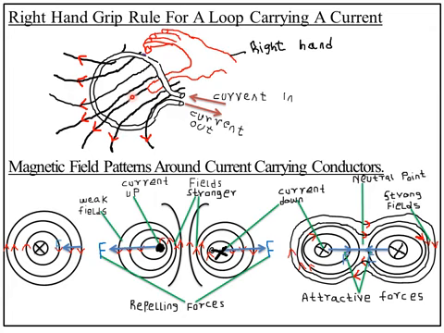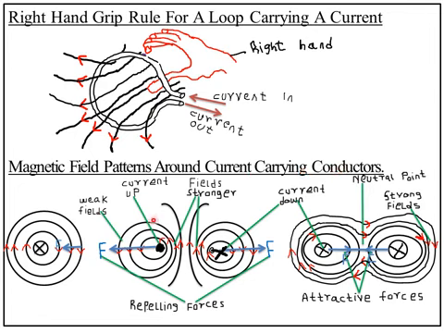So once more, we've said that the right hand grip rule for a loop carrying a current states that if the fingers of the right hand encircle the current loop such that they point in the direction of the current, the thumb points in the direction of the magnetic field formed through the inside of the loop.